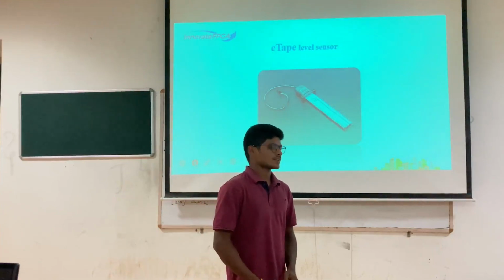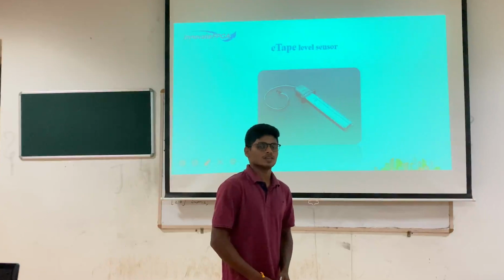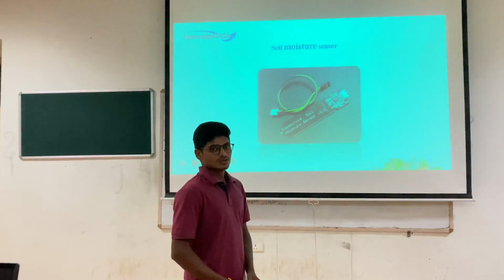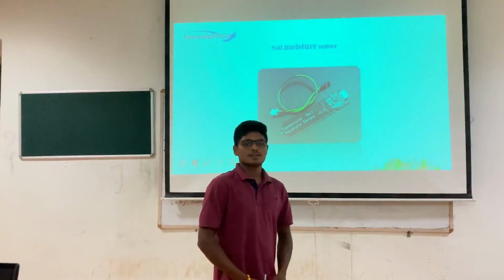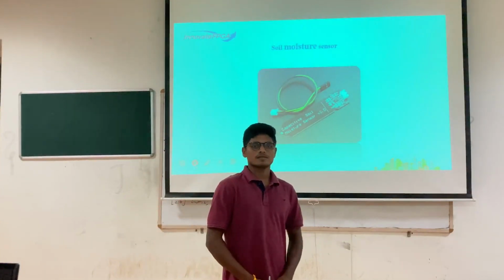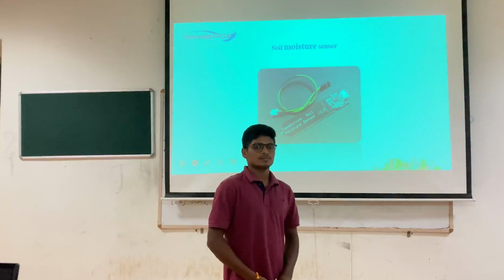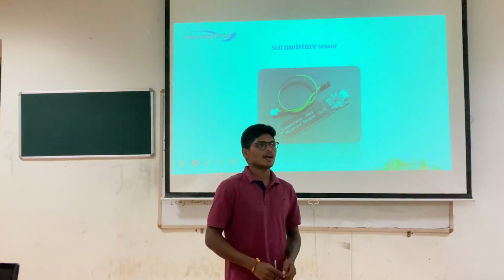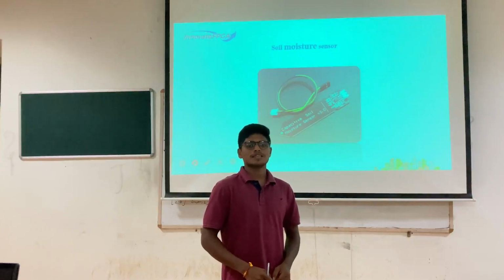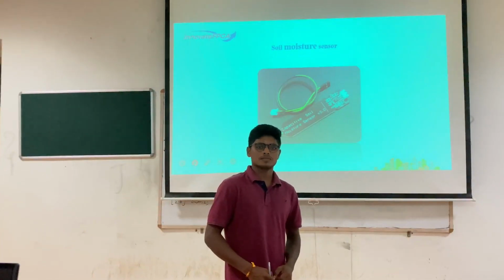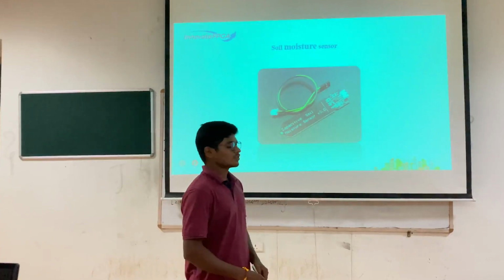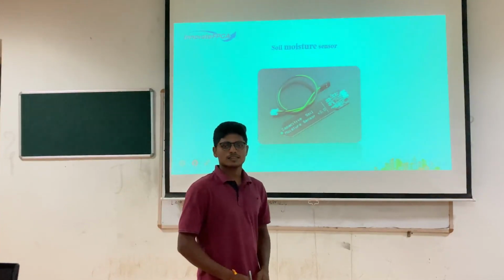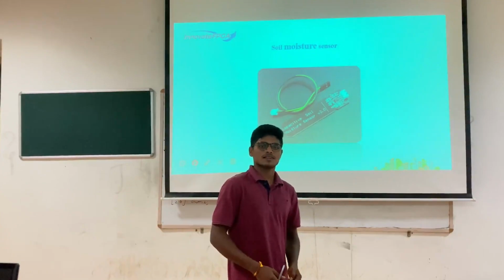For that type of crop, we used the E-tape level sensor and a moisture sensor. Using this capacitive moisture sensor, we calculated the moisture content in the soil. Some of the leguminous crops in India and most of the world don't need much water. They don't need to maintain a high level of water. So for such crops, we used the capacitive moisture sensor to maintain better moisture content in the soil.